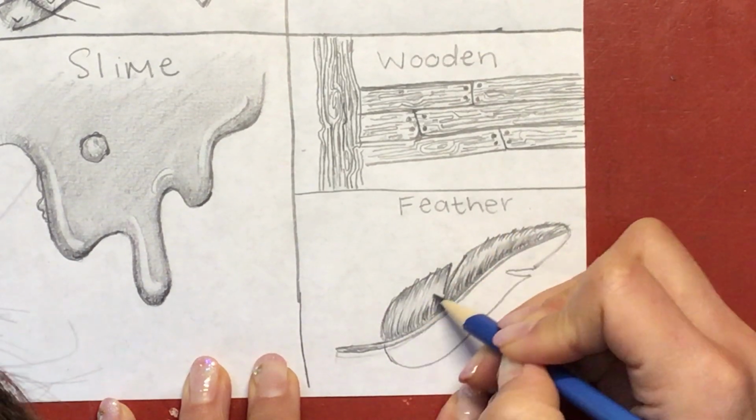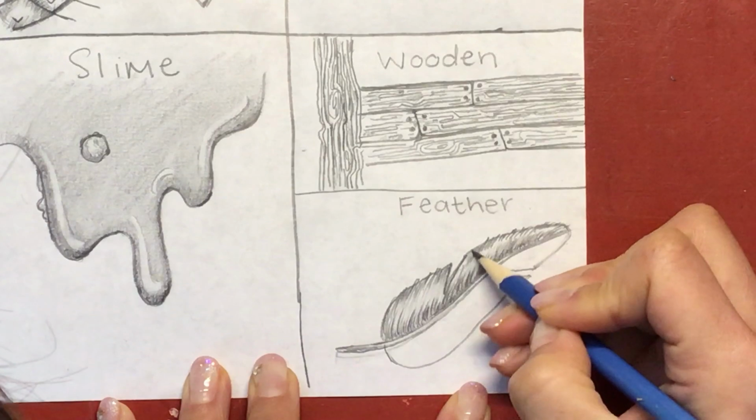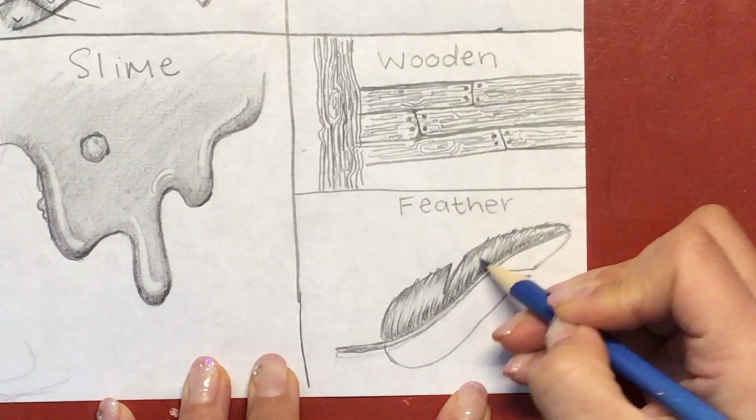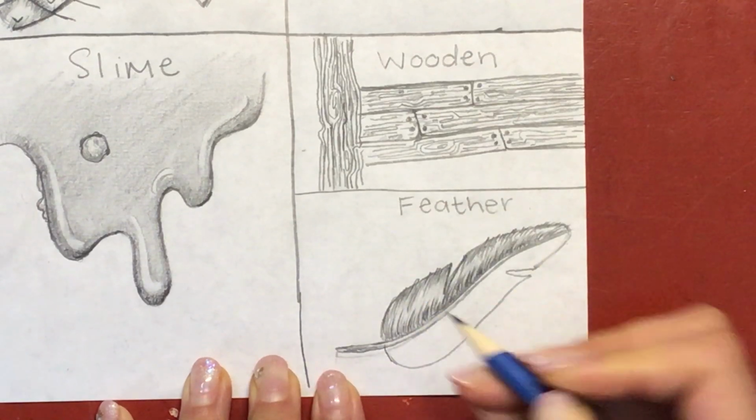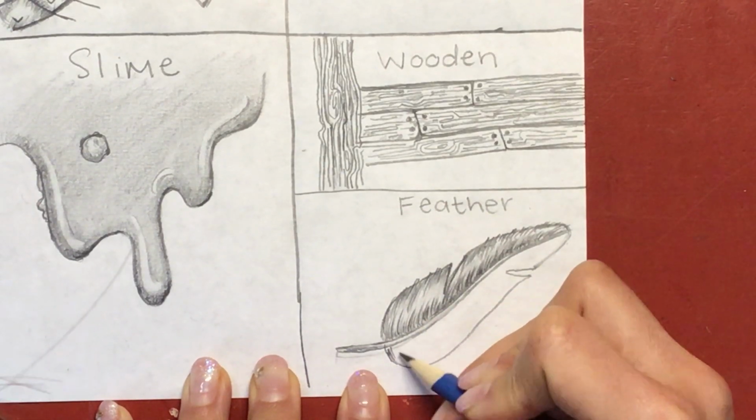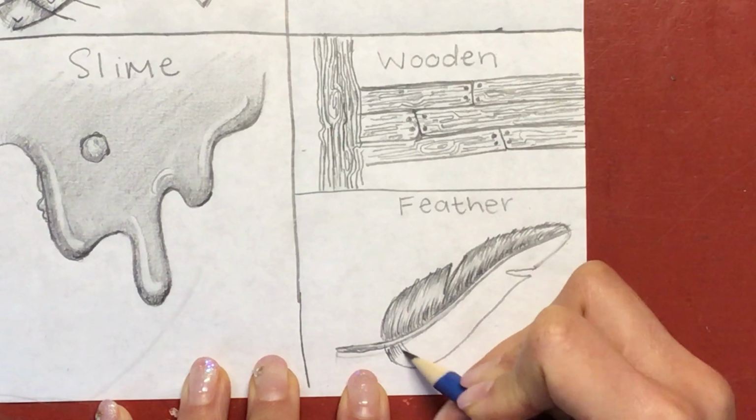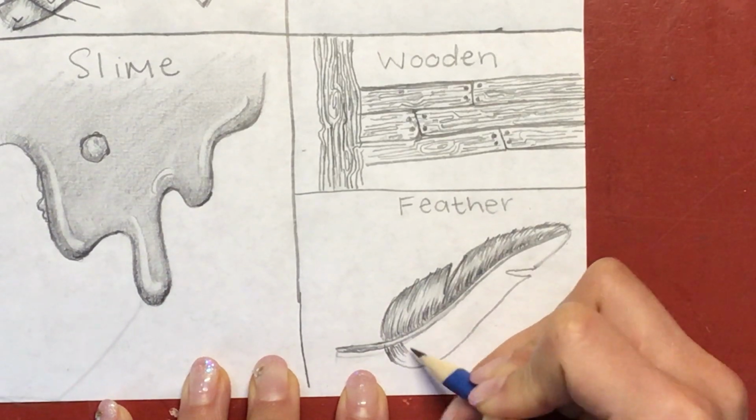So by having this light section go through here, it gives the illusion that the feather has a shininess to it, which a lot of feathers do. They have a little bit of a sheen to them if you look at them closely.